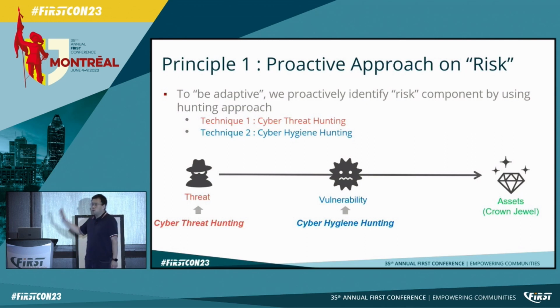In principle one, it's a proactive approach to risks. In order to decrease cybersecurity risk, we'd like to touch on each element. What I mean is that in terms of the threat, we have threat hunting. There's a great session or workshop this whole week, actually. And we'd also like to tackle the vulnerability side, which is cyber hygiene hunting. We'd like to use both methodologies to control the risk.